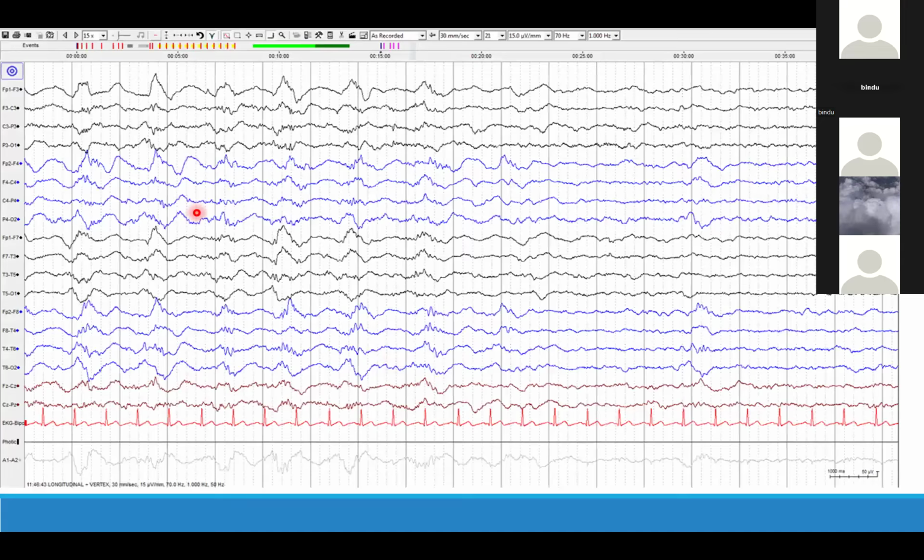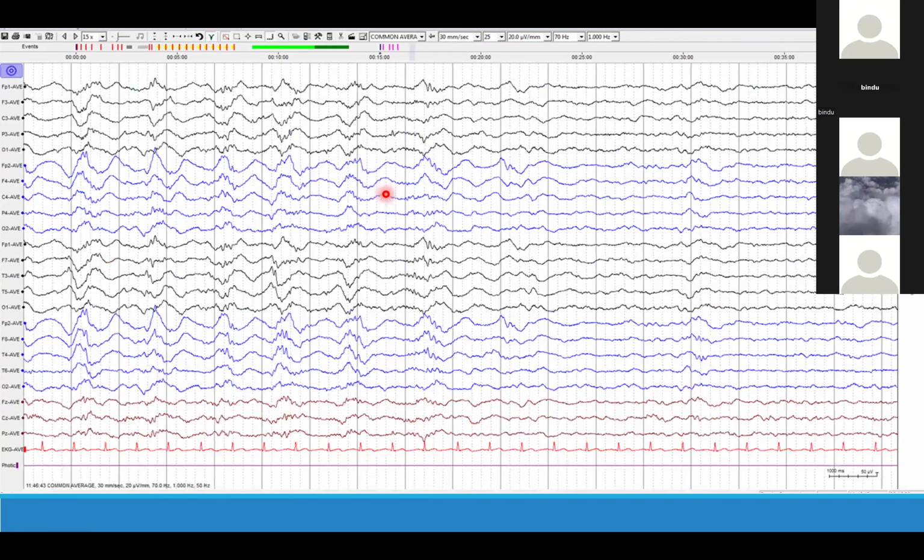read in bipolar montage with a sensitivity of 15 microvolts per millimeter. And you can see the frontal predominant rhythmic delta activity that is superimposed by fast activity or beta activity over it. These are called extreme delta brushes. Similar, the same in the average montage.